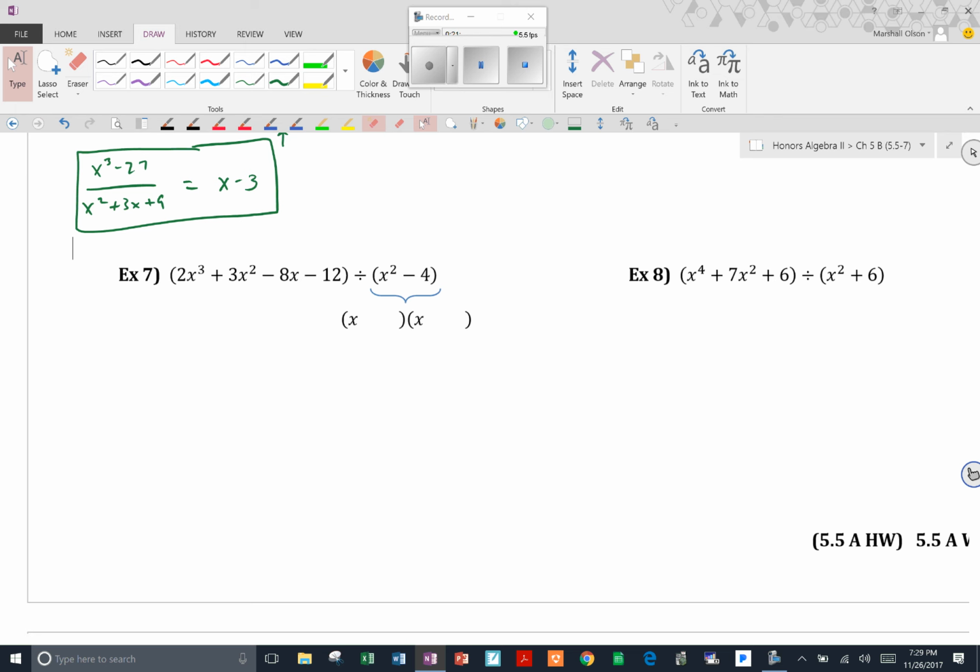All right, because this is not a linear binomial, you can't do synthetic division. However, if you notice, this thing can be factored to x plus 2, x minus 2. So what I can do is take this thing and divide it twice using synthetic division, once with a negative 2 and once with a positive 2, the zeros from those 2 binomials. Okay? It's just like with numbers.